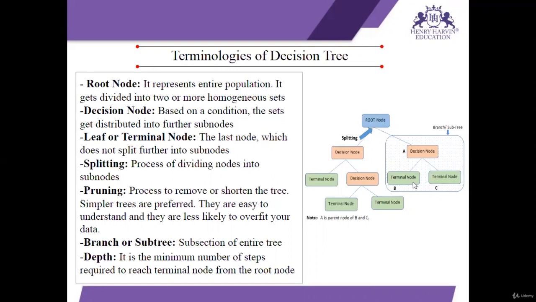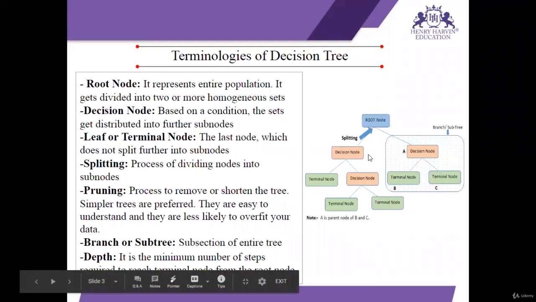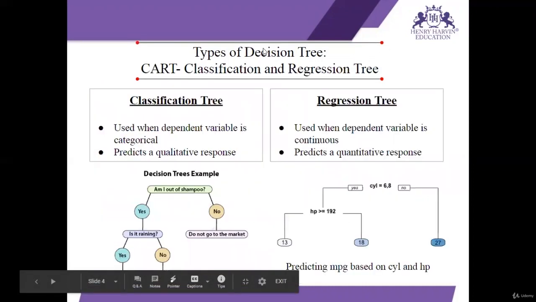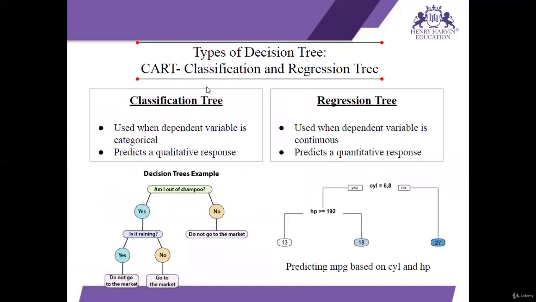So next is depth. Depth is the minimum number of steps that is required to reach the terminal node from the root node. So depth is the steps that are involved in getting us from the root node to the last terminal node. Next, we discussed there are two types of decision trees. So there is classification tree and regression tree.